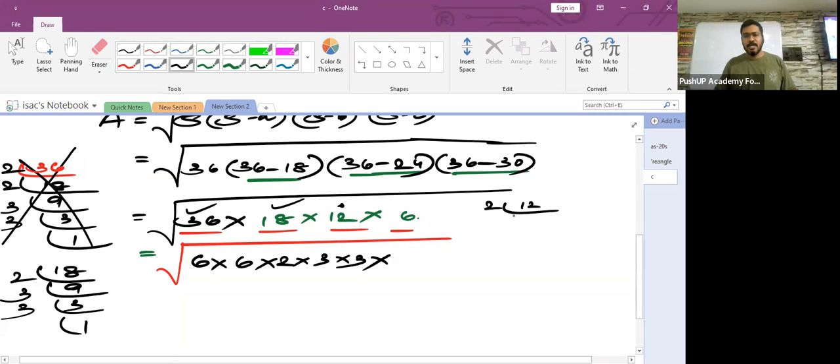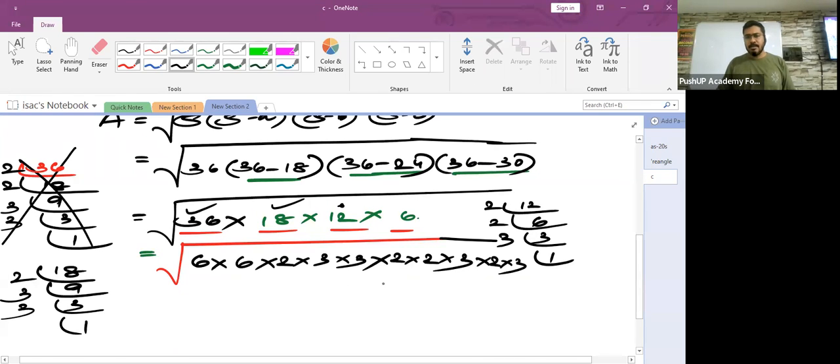Is 12 a perfect square? No, 12 is not a perfect square. So 2 into 6, 2 into 3, and 3 into 1. So let me write 12 as 2 into 2 into 3. Okay. The last number is 6. So shall I write it as 2 into 3? Yes. So I have written 6 as 2 into 3. Prime factorization of all the numbers are done? Yes. All the numbers are done.